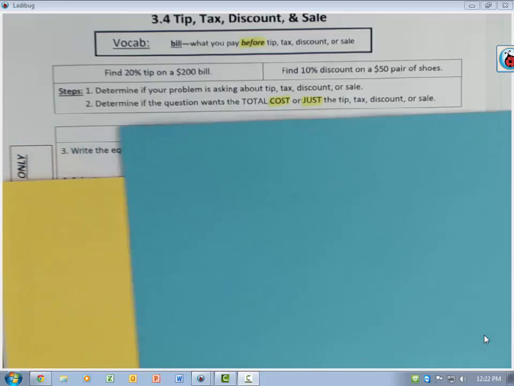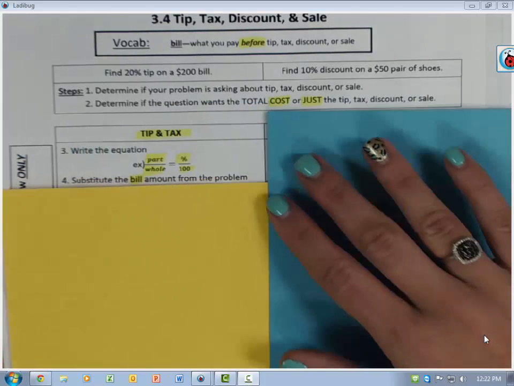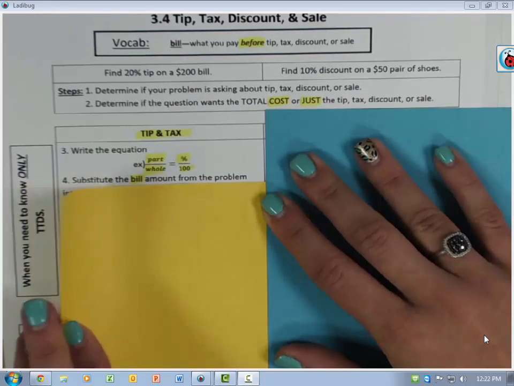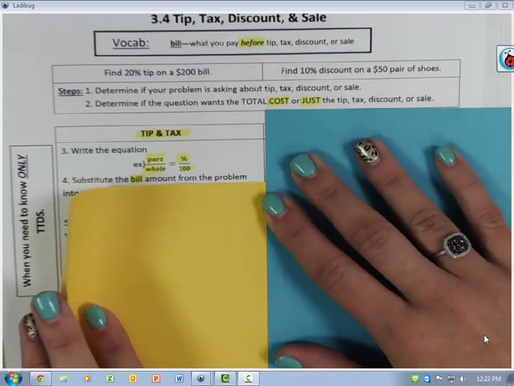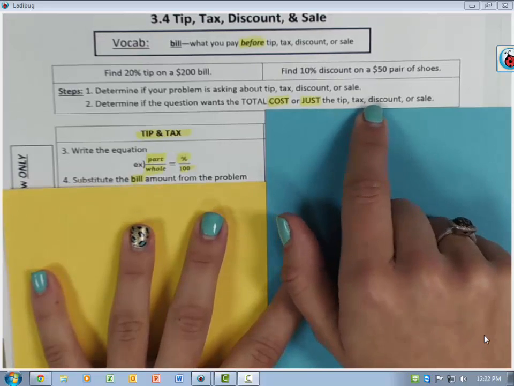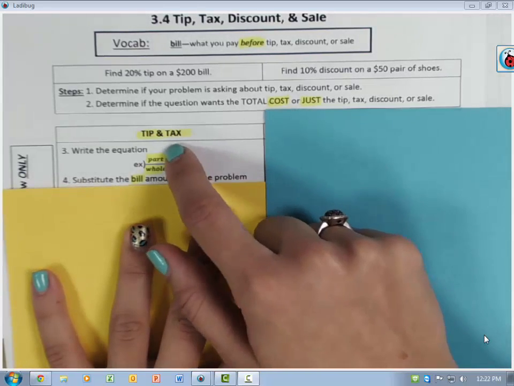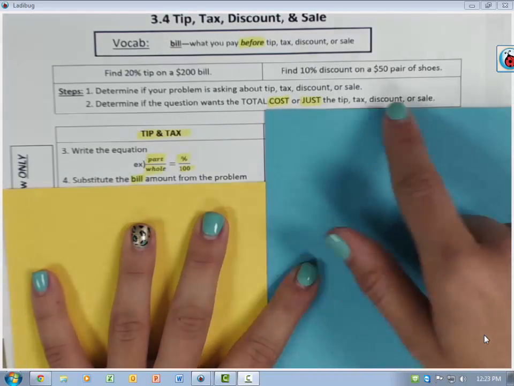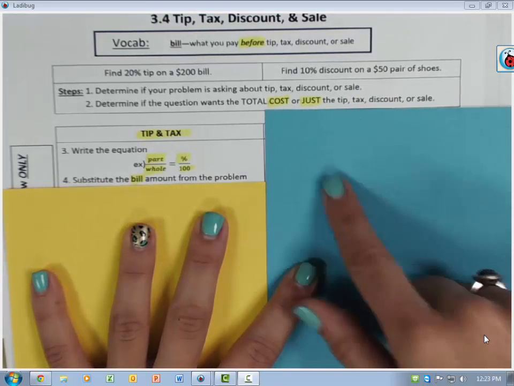Alright, so let's look at this. We got two separate sides. This top part is going to be when you need to know only tip, tax, discount, or sale. So we're talking about just the tip, tax, discount, or sale. Now, this side is going to talk about our tip and tax, and this side is going to end up talking about our discount and sale.